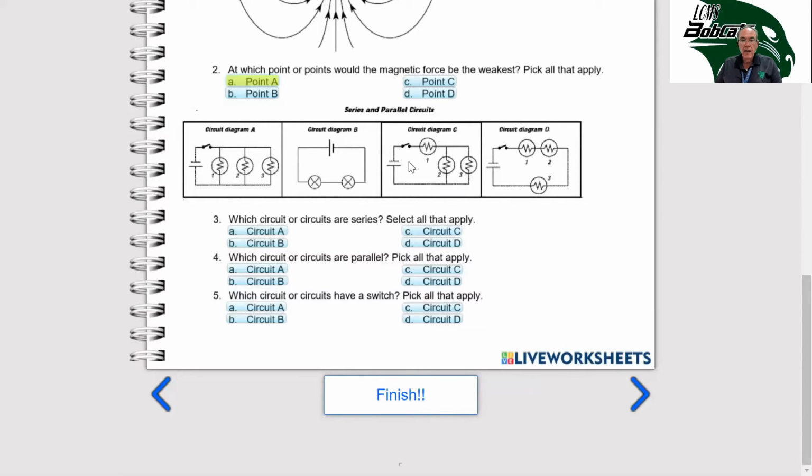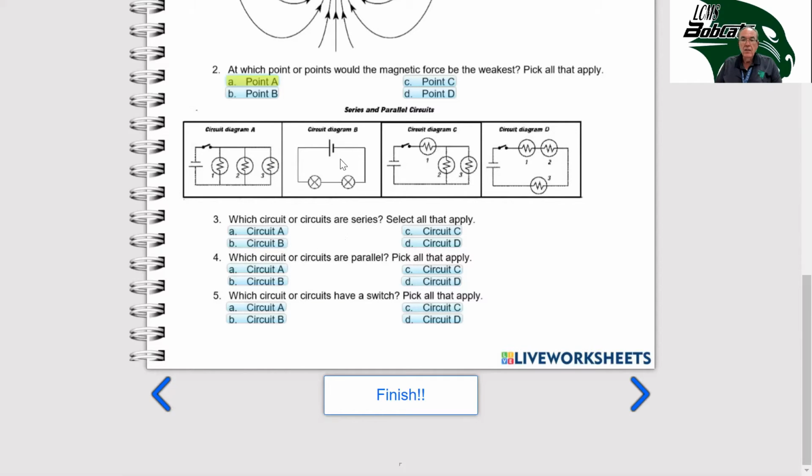We have 3 circuit diagrams here. We can see that A looks like it's parallel. B looks like it's a series circuit. C looks like it has one light here before it gets to the first parallel part. So that's kind of odd. And then D is a series circuit.